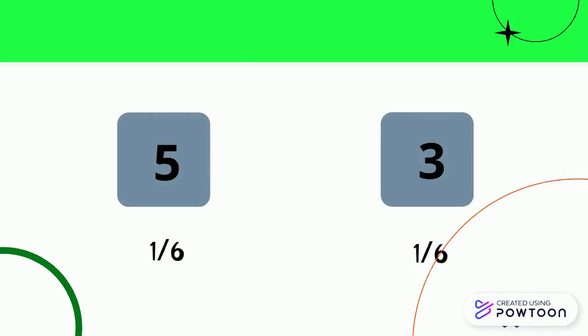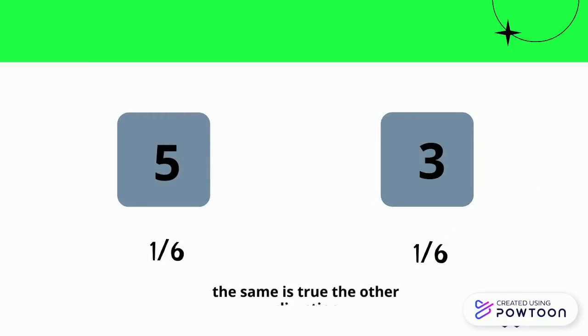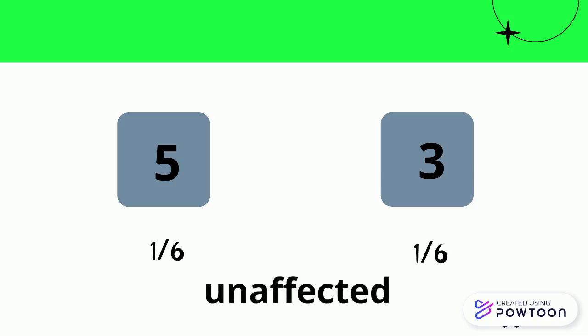It will still be 1 out of 6 for you. The same is true in the other direction. The likelihood of rolling a 5 is unaffected by rolling a 3.